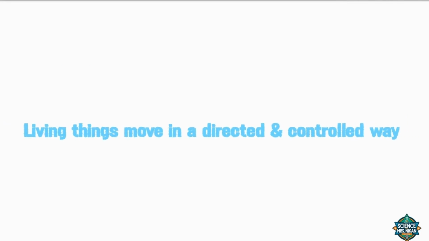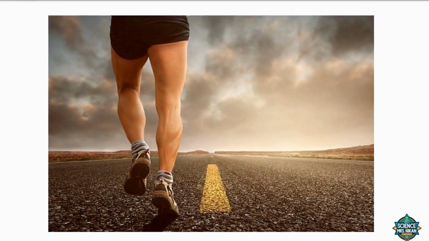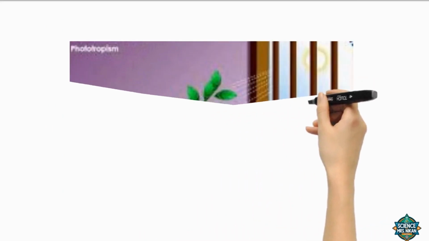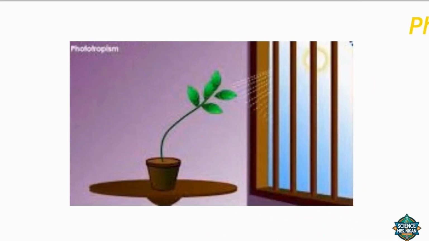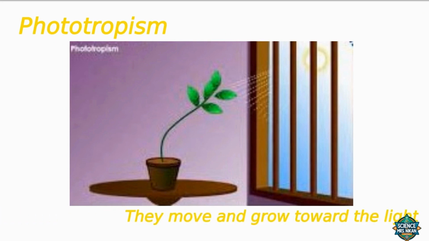Living things move in a directed and controlled way. Animals move by the action of muscles and bones. Plants move in different ways. One of the most typical ways that plants move is through a process known as phototropism. Essentially, they move and grow toward the light.